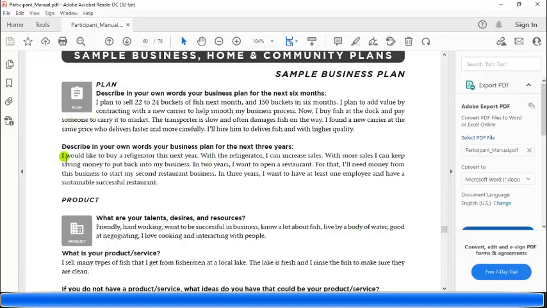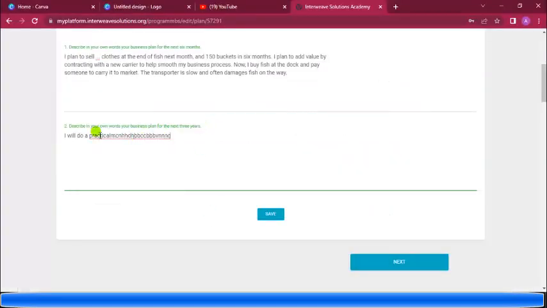Okay, so assuming I also type my own, let's say this is my business plan for the next 3 years. So I'll just type it. You go to my platform. You can open it on your phone or your laptop and you type it. So you type: I would like to buy maybe a truck for my business this year. With the truck, I can increase my sales. When you are done typing, then you save. With more sales, I can put money back into my business.